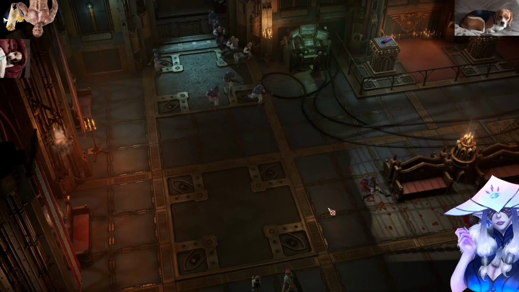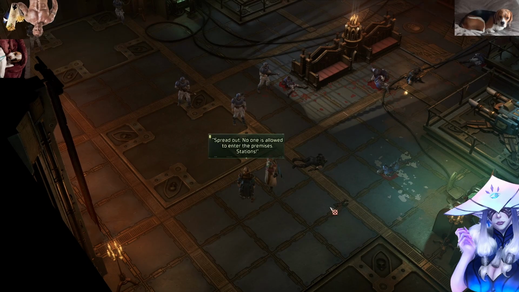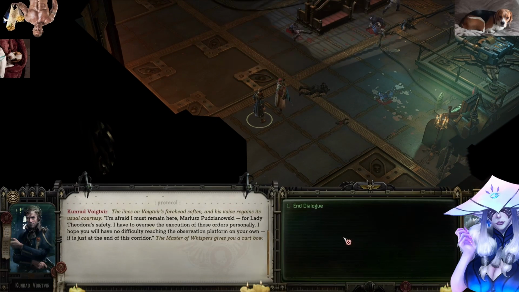Talk to Theodora from Valenticus. Spread out. No one is allowed to enter the premises. Stations! I'm afraid I must remain here. For Lady Theodora's safety, I have to oversee the execution of these orders personally. I hope you will have no difficulty reaching the observation platform on your own. It is just at the end of this corridor.